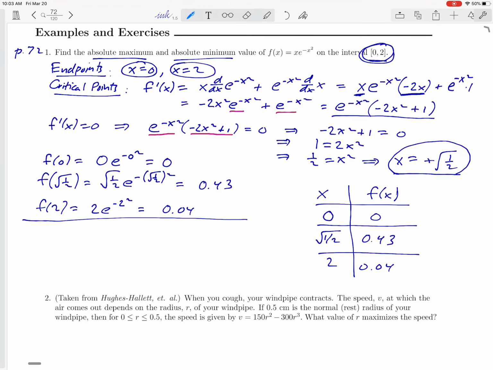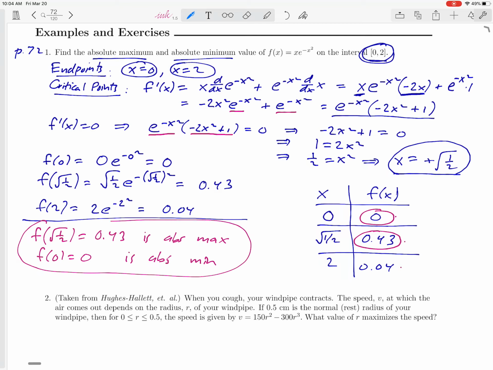And to answer the question we're asked, we are just looking for the biggest and the smallest value on our table. The biggest value, out of 0.43 and 0.04, looks to be the 0.43. We've just found our absolute maximum. And the smallest value, that would appear to be the 0, sitting right here. So f of 0 equals 0 is our absolute minimum.